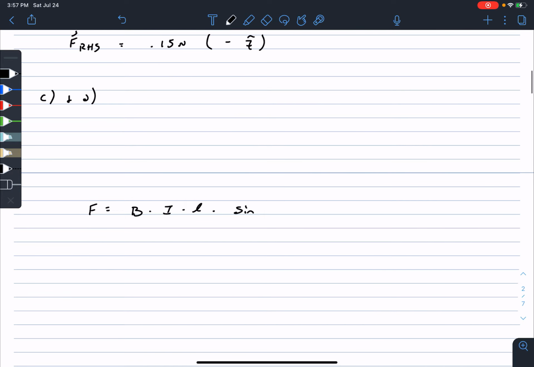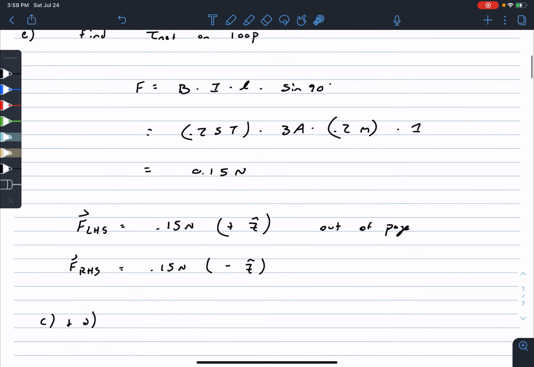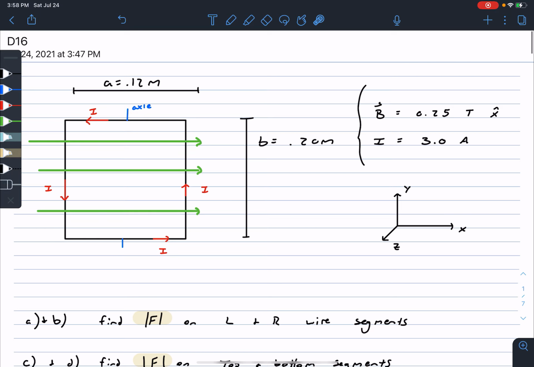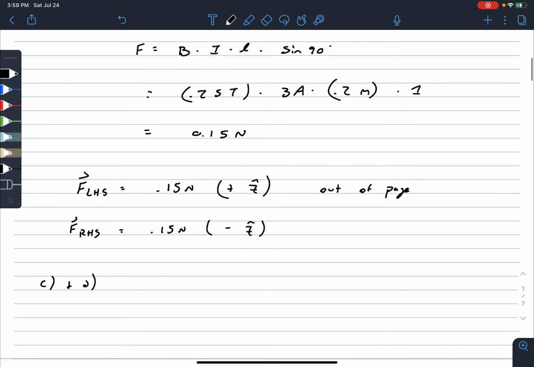So this is all going to be BIL sine 180 as well, which is 0. So on the top wire and the bottom wire, we don't have any force. We only have force pushing on the sides. So what does that mean?